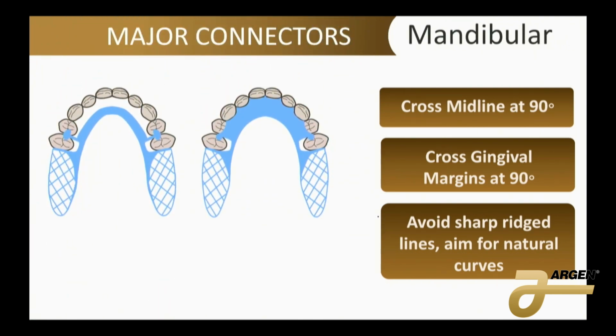For the mandibular, same thing. Cross the midline at 90, cross the gingival margins at 90, avoid sharp angles. We don't want square anything.